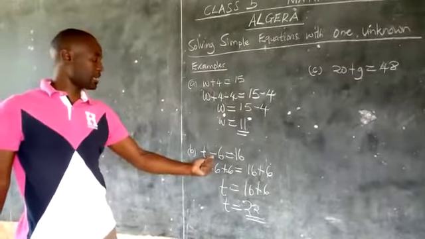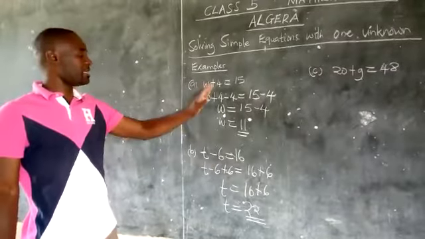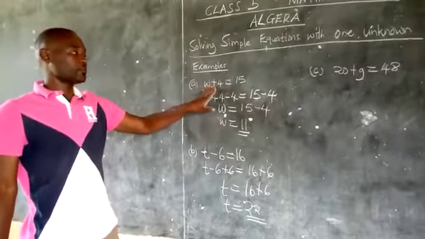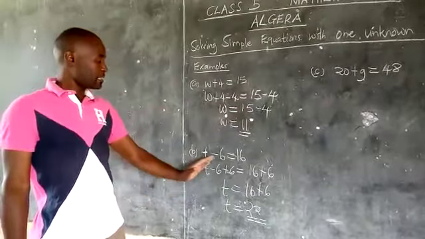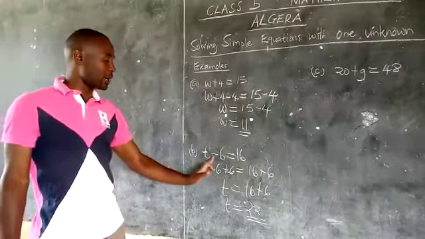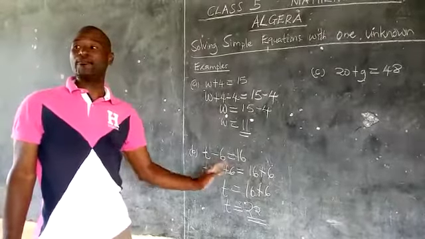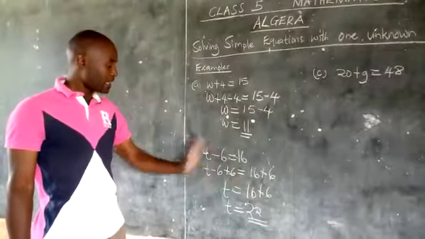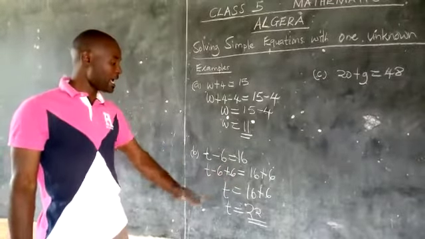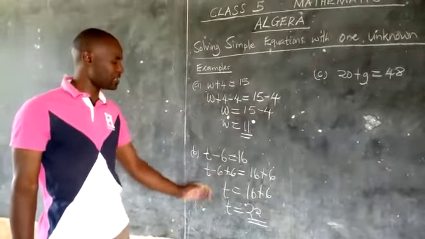If the operation sign is addition, we will subtract both sides. If the operation sign is subtraction, we will add both sides. And when we are doing that, the left hand side remains with the unknown.